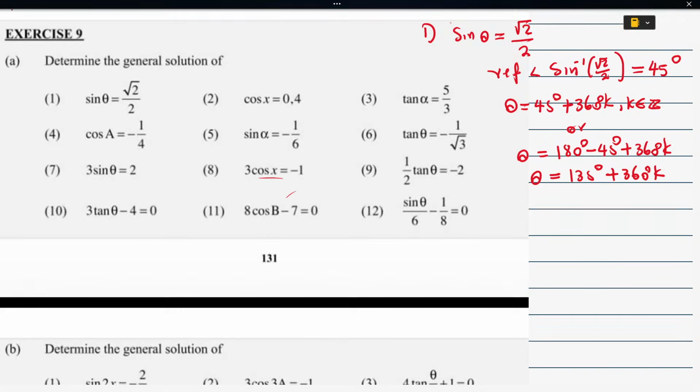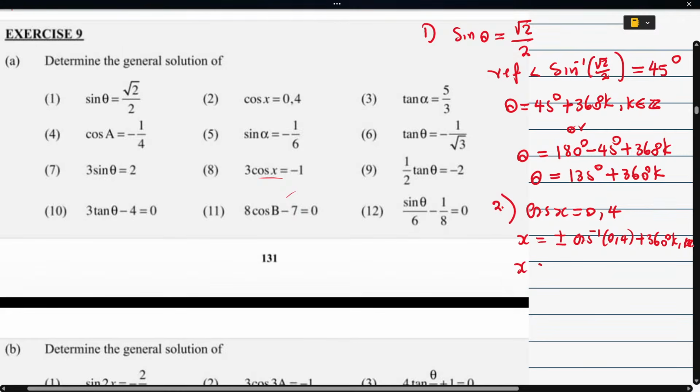Okay. Now, number two: cos x is equal to 0,4. How do you solve the general solution here, class? As long as cos is positive, you just say x is equal to plus or minus arc cos 0,4 plus 360k, where k is an element of integers. Every time for cos, you do the same thing. Don't even think twice and check other stuff. Just write plus or minus.